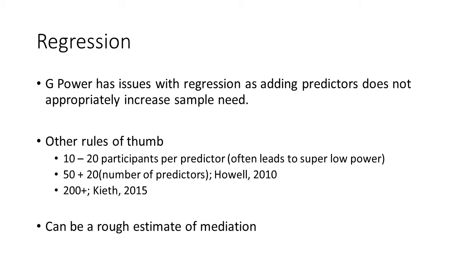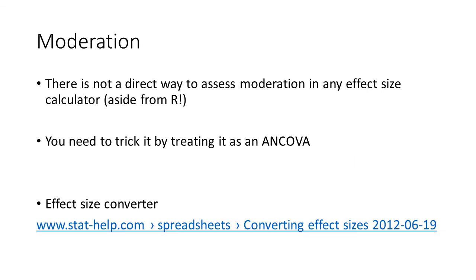And similarly, you can use this as a rough estimation of mediation. If you look back to the old school way of doing mediation of measuring your C path, measuring your A path, and then measuring your B path plus your C prime path, you can do that with mediation by just lumping in both your mediator and your predictor together, and that would be a rough estimate of mediation. Moderation, there's no way to do that in GPower unless you cheat.